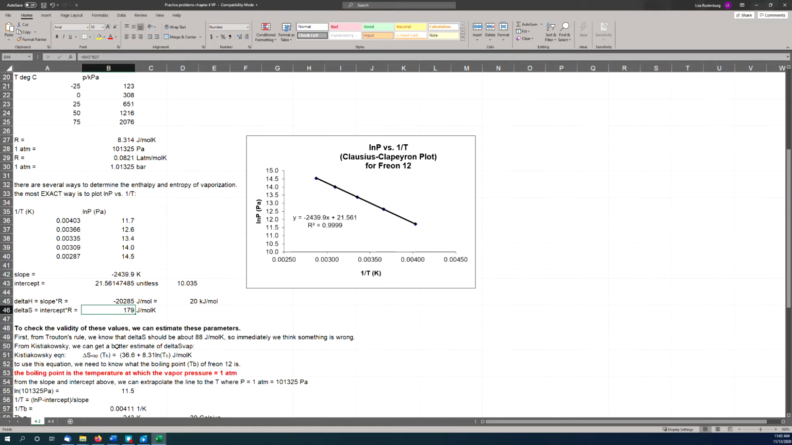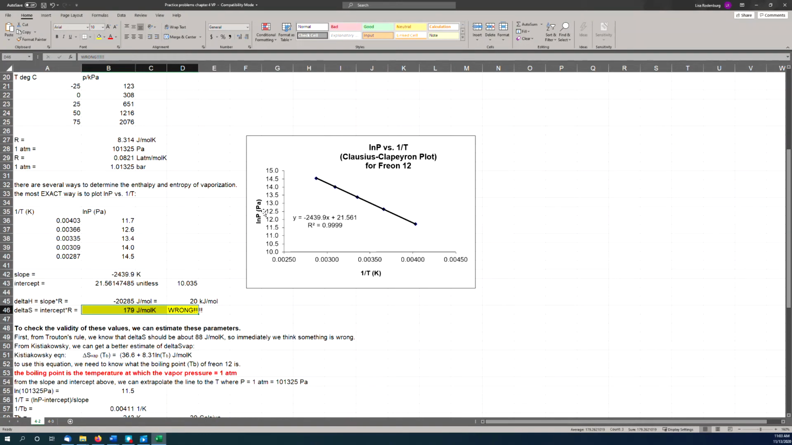And because you have carefully and diligently watched many hours of my YouTube videos, you know that from Trouton's rule, that dead French guy says that the delta S of vaporization ought to be about 85 to 90 joules per mole Kelvin. So why am I getting 179? Well, it turns out that this baby is wrong. Wrong, wrong, wrong, okay? And the question is, well, what did we do wrong? Why did we get the wrong number there? The reason we got the wrong number is because we're plotting this in pascals.